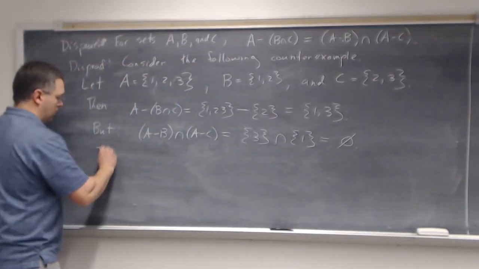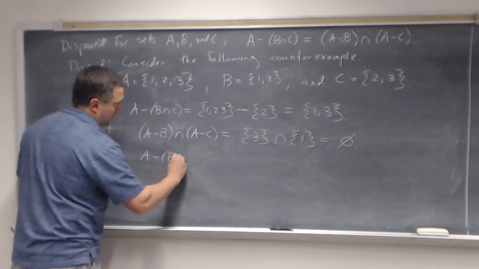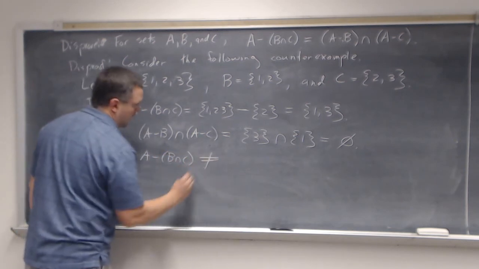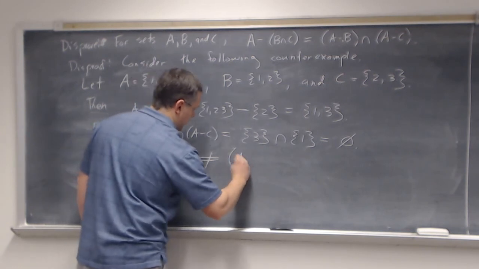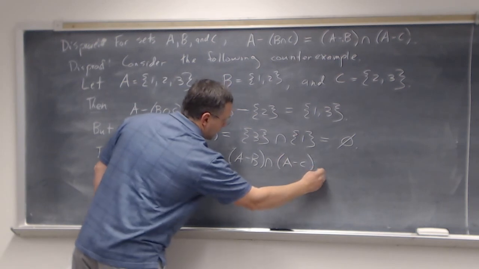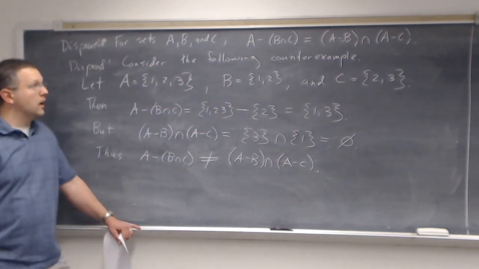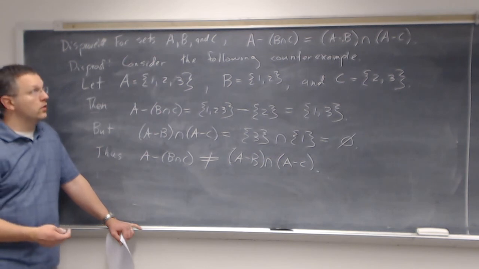So thus A minus B intersects C is not equal to A minus B intersects A minus C. So there's no distributive law when it comes to set differences. Can't do that.